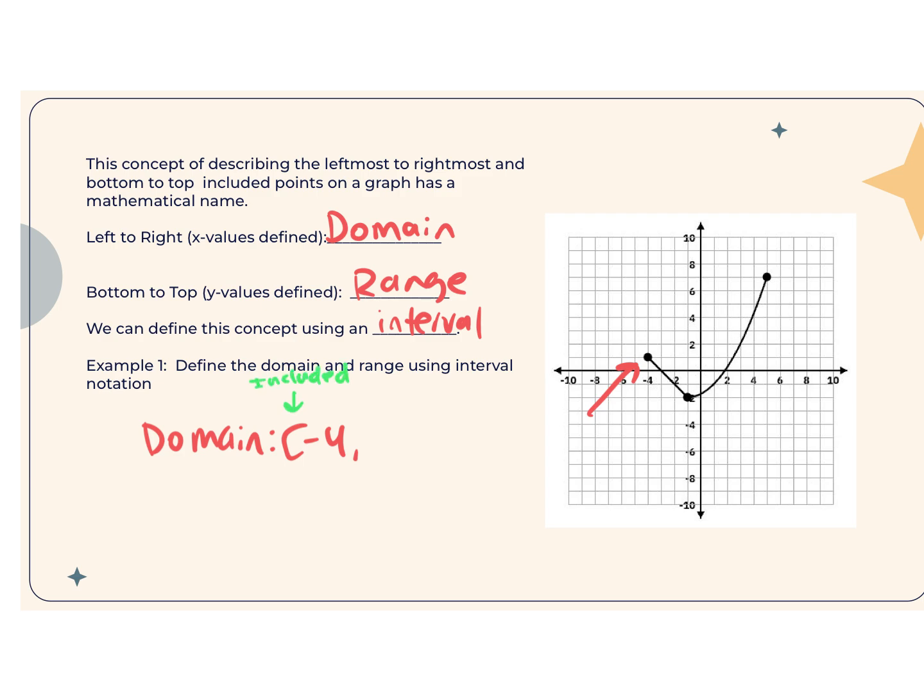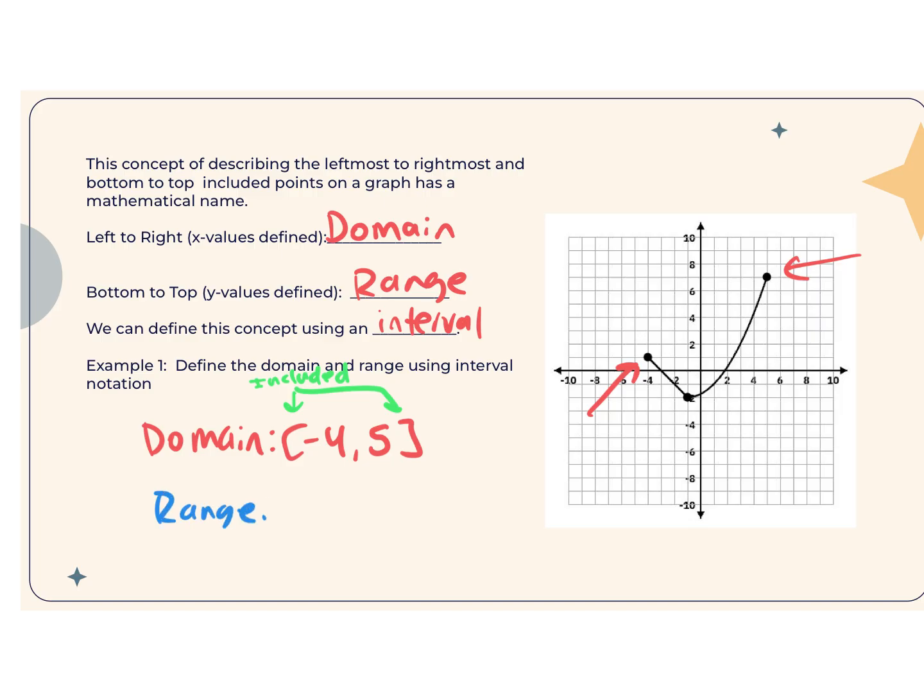So that bracket means included. And then we're looking for the rightmost x value, so in this case is going to be 5. So -4, and then we're going to put a comma, 5, and then we're going to end the bracket once again because we also want to include that value of 5. Think of these closed circles as included values. All right, so I'm going to swap to blue and we're going to do the range.